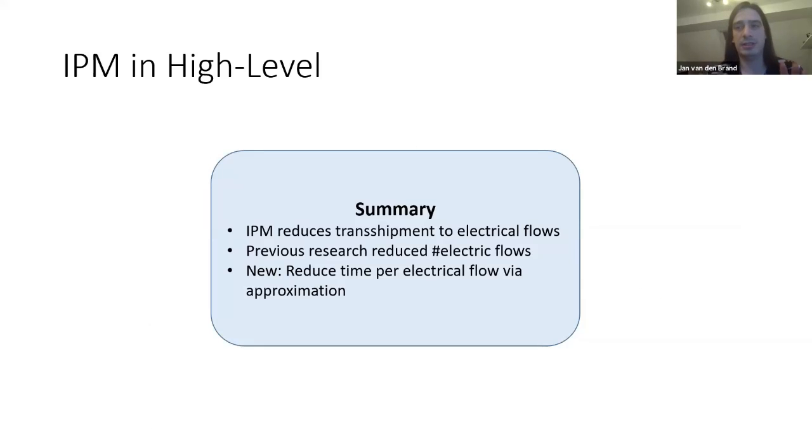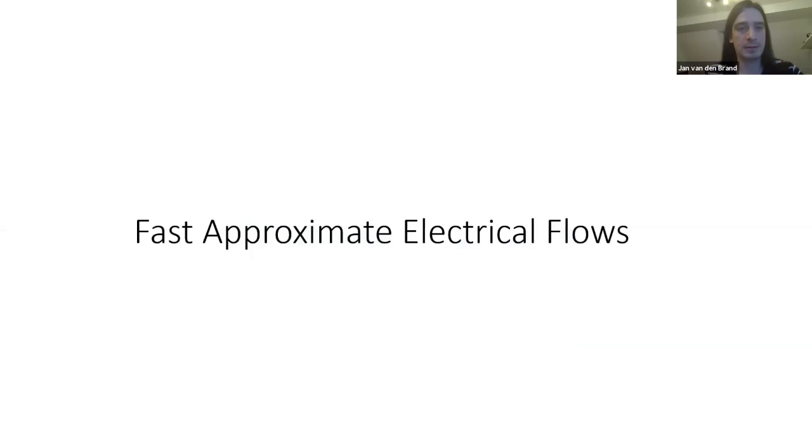Okay, so the summary here is that this interior point method reduces this transshipment problem to a bunch of electric flows. And previous research tried to reduce the number of electric flows that have to be computed. And our new idea was, let's reduce the time per electric flow by doing some approximate computations. So how do we compute these approximate electric flows? Why is this more efficient?